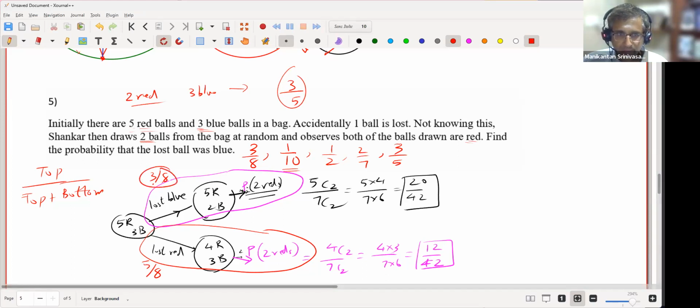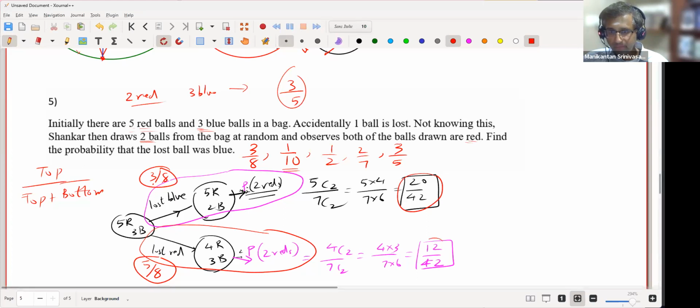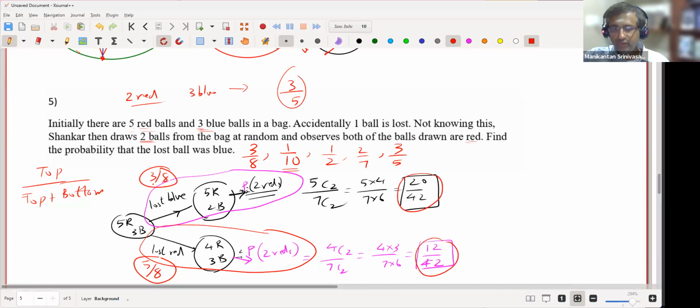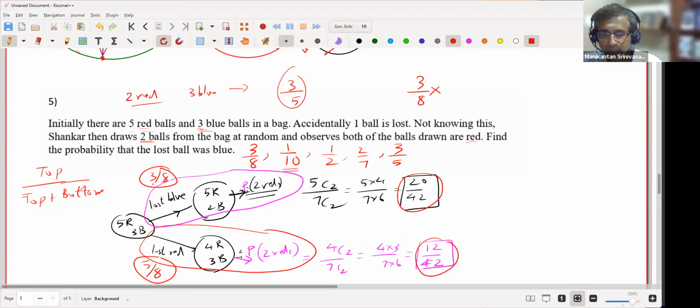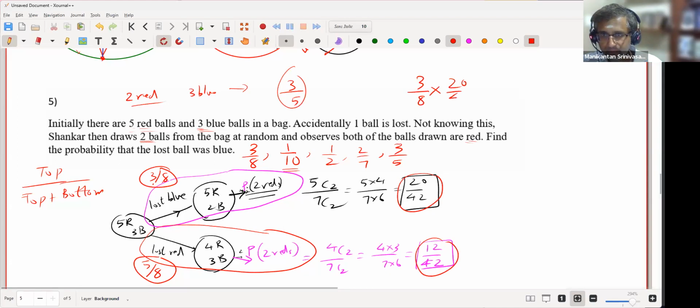So 3/8 and 5/8 is the probability of you losing a blue or losing a red respectively. Having done that, 20/42 and 12/42 are the respective probabilities for you to pick two reds. So the upper branch's full probability is 3/8 into 20/42. Plus the lower branch is 5/8.